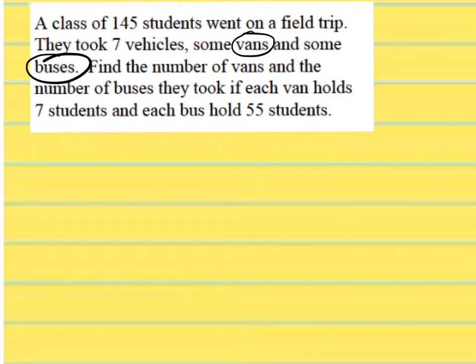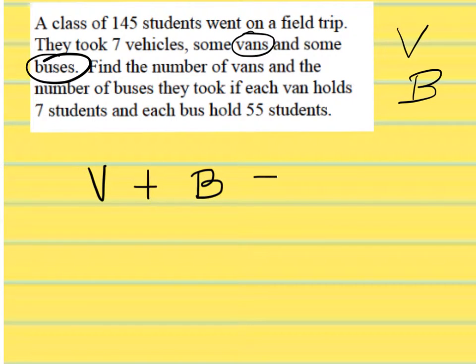What variables are we going to use to represent vans? V. And what about buses? B. Therefore, V plus B should give us 7. They took a number of vans and a number of buses. Add those together to get 7.